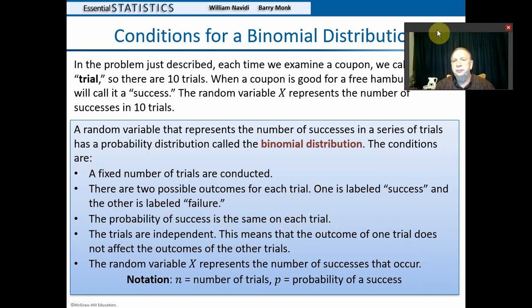4, the trials are independent. This means that the outcome of one trial does not affect the outcomes of the other trials. Remember, we've looked at replacement and no replacement. We have to have a situation of replacement, or a population large enough that when we pull these, one trial does not affect the other trials. So the random variable X represents the number of successes that occurs. N is the number of trials. P is the probability of success that we're going to look at.